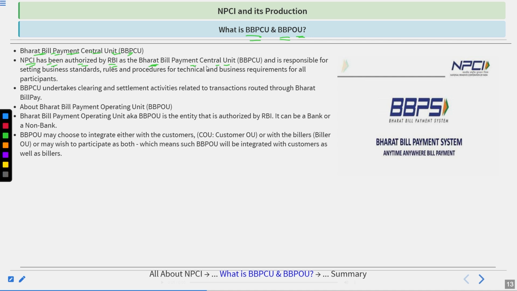About the Bharat Bill Payment Operating Unit, BBPOU. The Bharat Bill Payment Operating Unit, BBPOU, is the entity that is authorized by the RBI. It could be a bank or a non-bank. A BBPOU may choose to integrate either with the customers (Customer OU), or with the biller (Biller OU), or may wish to participate as both, which means such a BBPOU will be integrated with customers as well as billers.